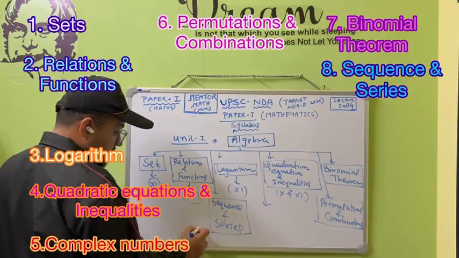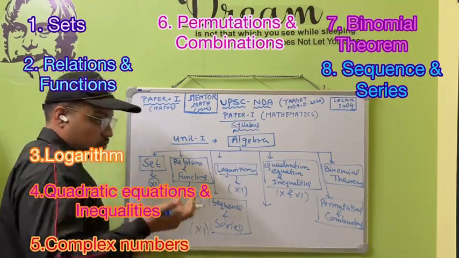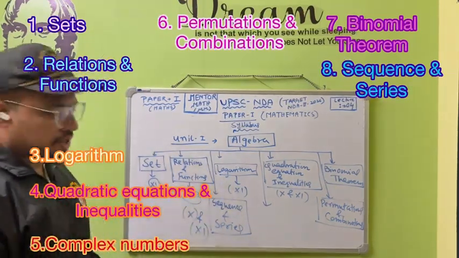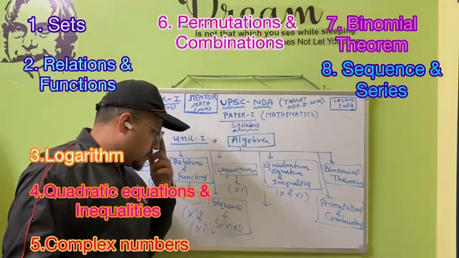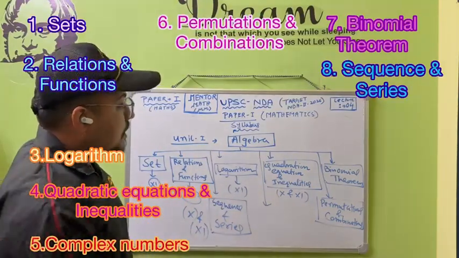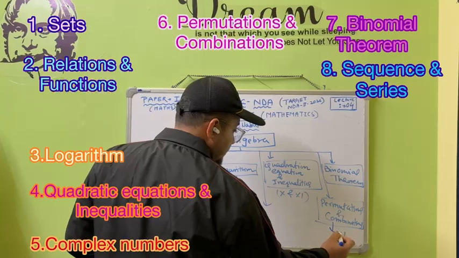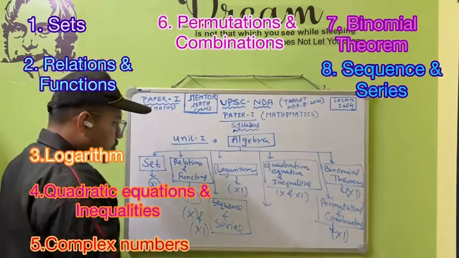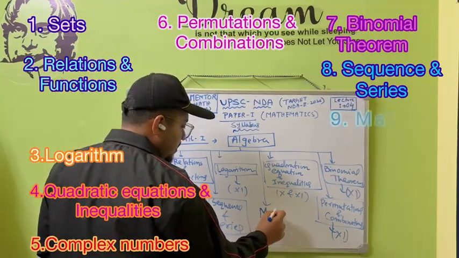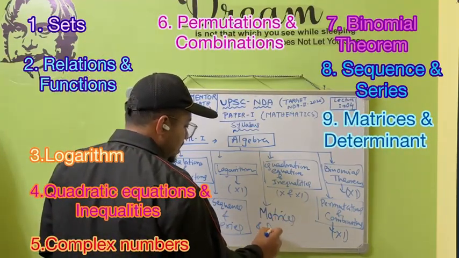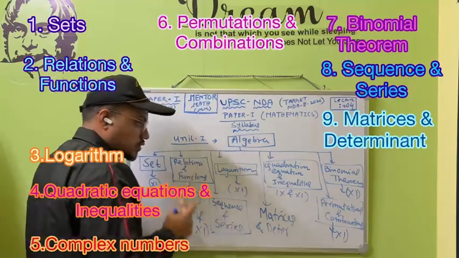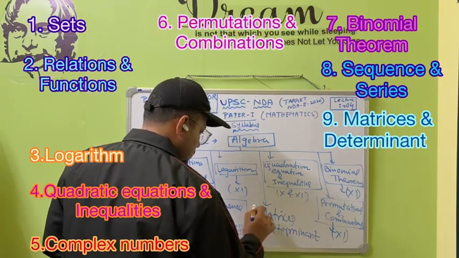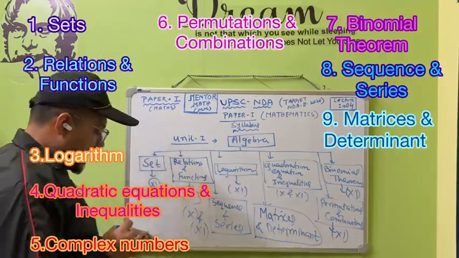This sequence and series is basically studied in your class 11, and also class 10, very basic. You already know arithmetic progression and so on. Sequence and series are from class 10 and 11, and permutation combination is also from your class 11 NCERT, binomial theorem also. And now comes a very easy and important topic, matrices and determinants, which you can study in your class 12 CBSE NCERT. So this is your algebra part.